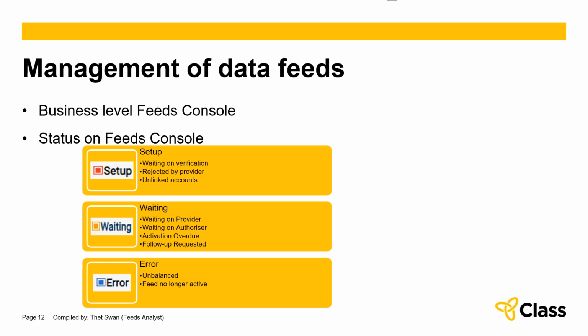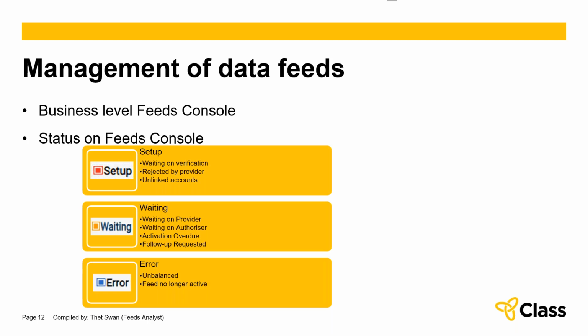Because once you put in that form, as I mentioned earlier, that status automatically updates. And waiting on provider is purely the provider to be acting on it. After 10 days, that changes to activation overdue if the feed's not activated. But if everything's done or the steps are followed correctly, it would move to an OK status.